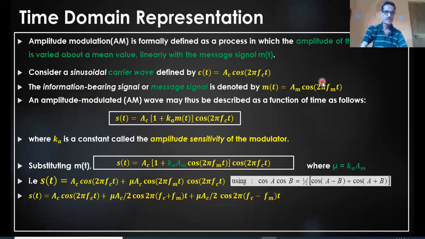Now, to get the standard equation for AM, let us start by assuming that I have a carrier signal which is mathematically defined by this equation: c(t) = Ac cos(2π fc t + φc).